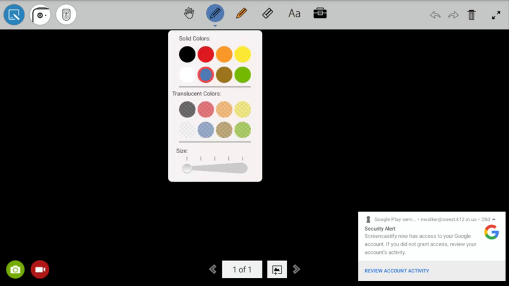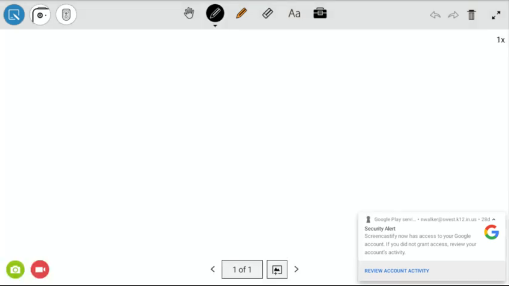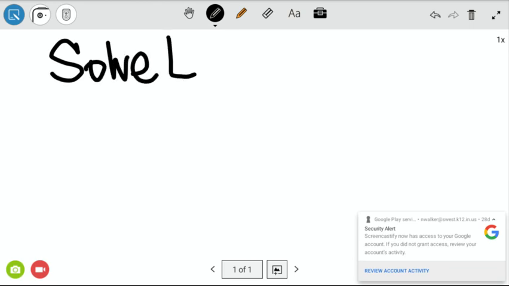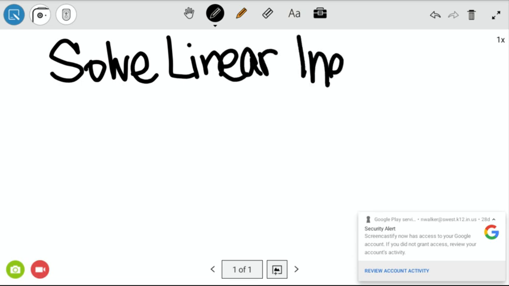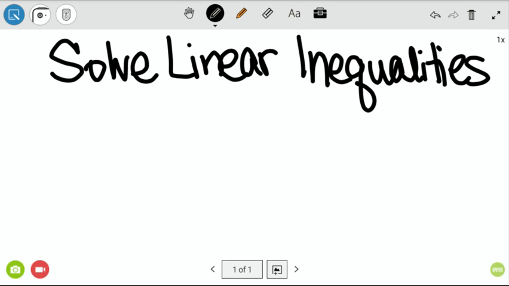We are going to do a little bit of work today, and we're still solving linear inequalities. So we're solving linear inequalities. All right, so today is part 2. And so in part 2, we are going to still be solving linear inequalities, but a few things might happen.